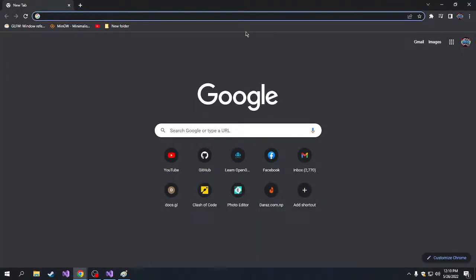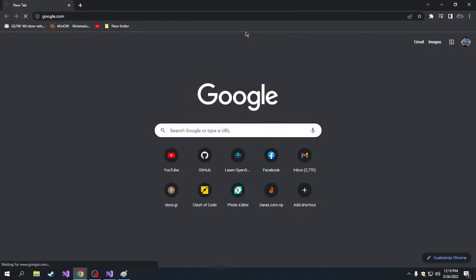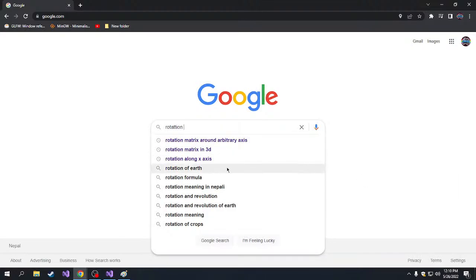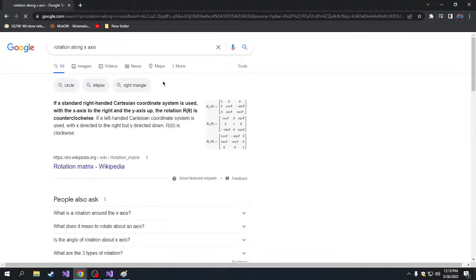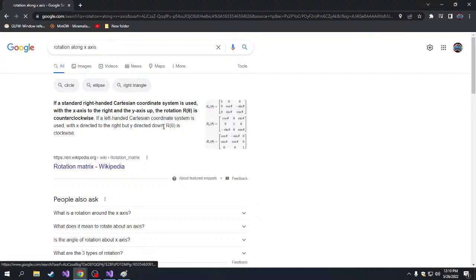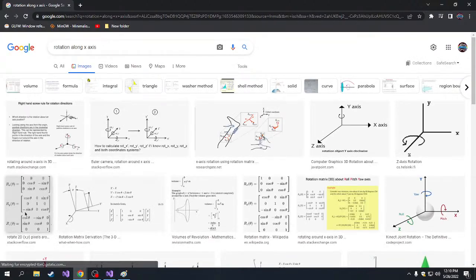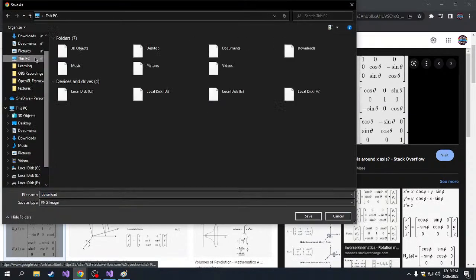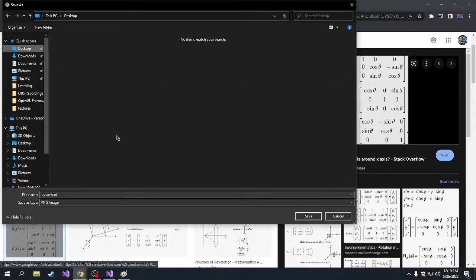We'll just go to Google, go to google.com. I'll search for rotation matrix along x-axis. So okay, this image right here, yeah, this is that. I'll just save the image on my desktop, call it something like rotation.